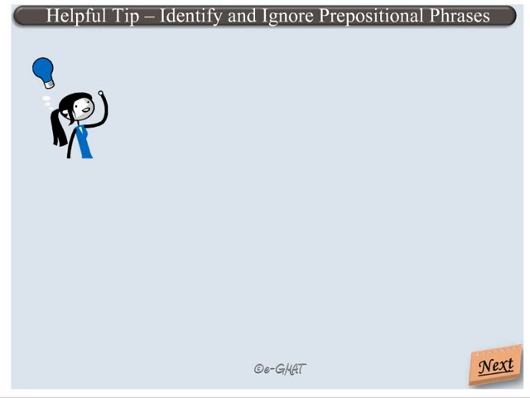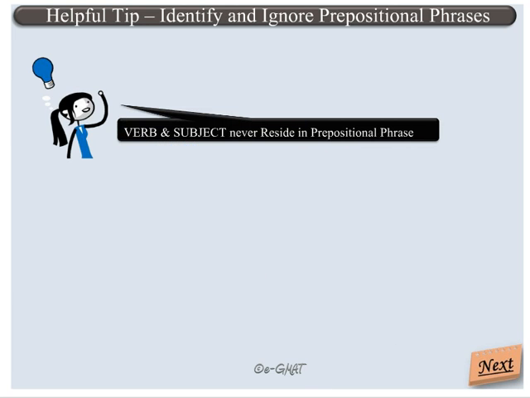This is because a subject and verb never reside in a prepositional phrase. So if we identify these phrases, our search for the subject-verb pair will be less time-consuming and more effective. Now, what is a prepositional phrase?